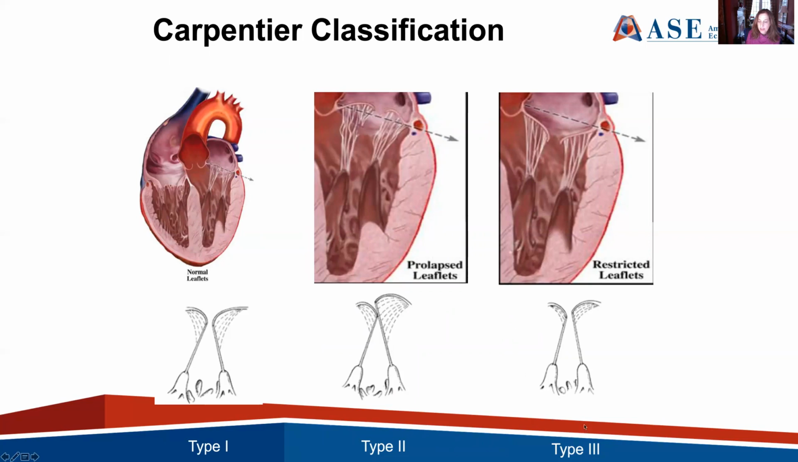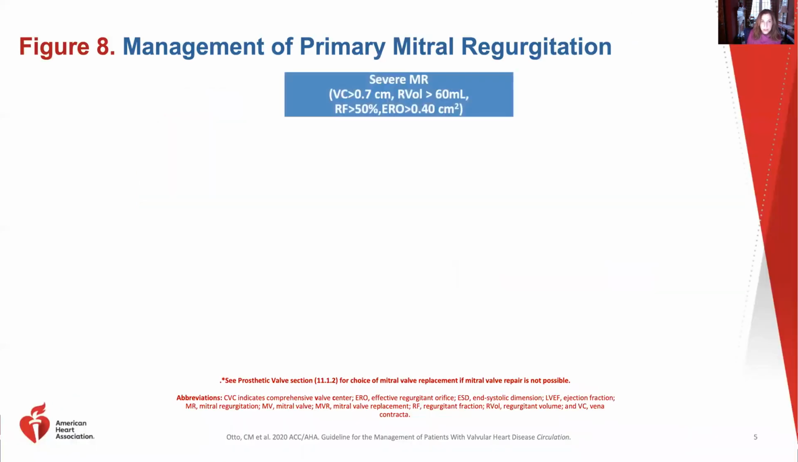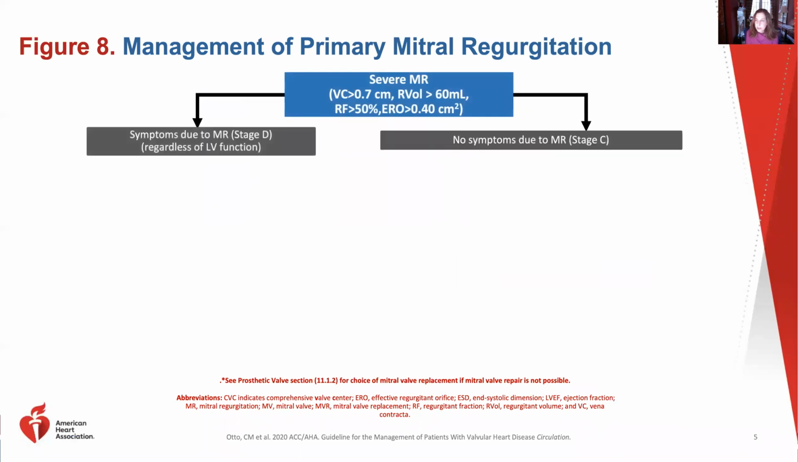And then the third type is a type 3, which is restricted leaflets. And there's a 3A and there's a 3B. So a 3A is restriction of the posterior leaflet in systole and diastole, and a type 3B is restriction only in systole. Functional or secondary mitral regurgitation fits into the type 3B category. So why is this important? It's important because the management of these lesions is vastly different.